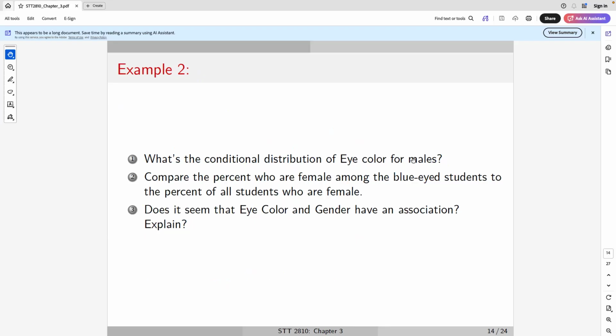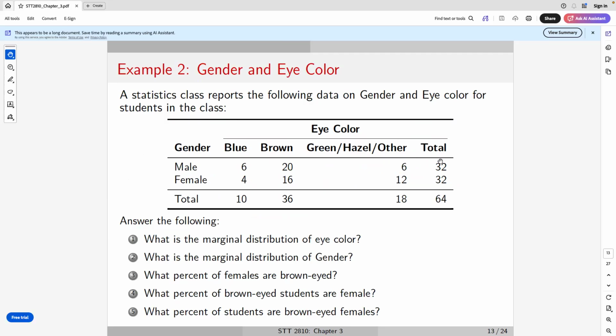What is the total number of males? 32. How many of them are blue-eyed? 6. So we come to blue, 6 out of what? 32. We come to brown. How many of them are male? 20. 20 out of 32. And then we come to green, hazel, or other. 6 out of what? 32. Is that okay? So that is how to go about that.